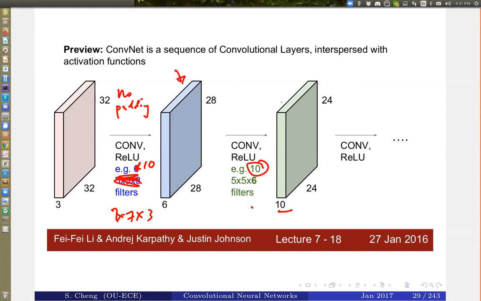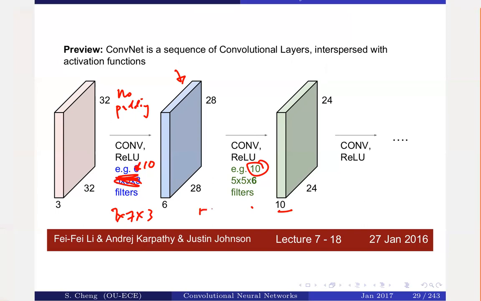Yes, very simple. If you have a 7 by 7 filter and you don't pad, the boundary will reduce the size by 3 on each side, so by 6 in total. It'll be 26 by 26, and my 10 filters will give 26 by 26 by 10.